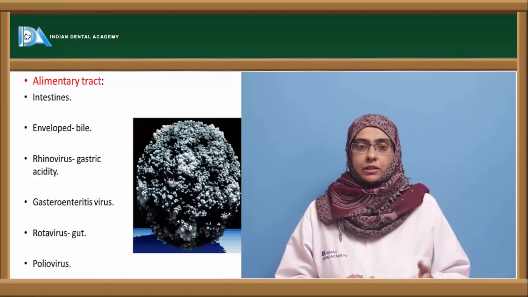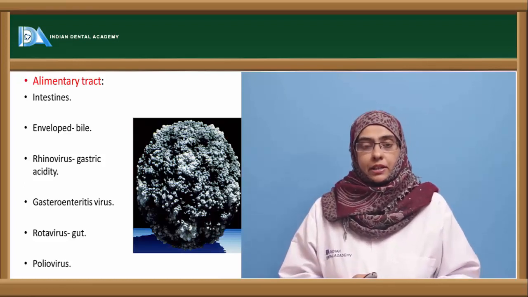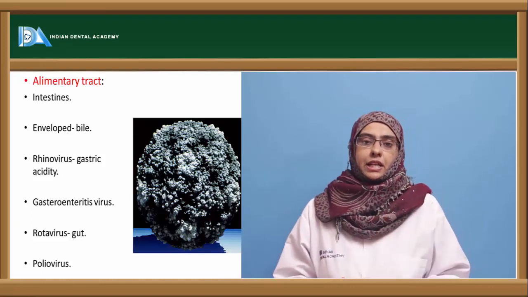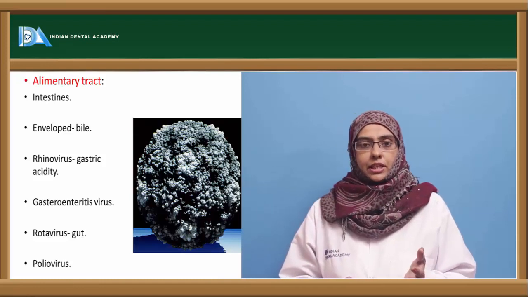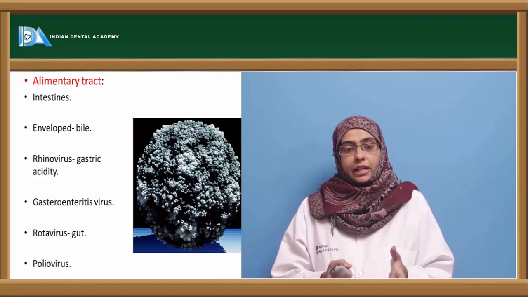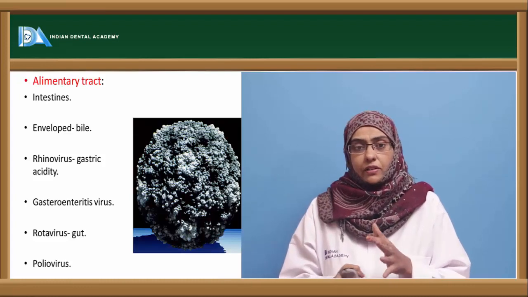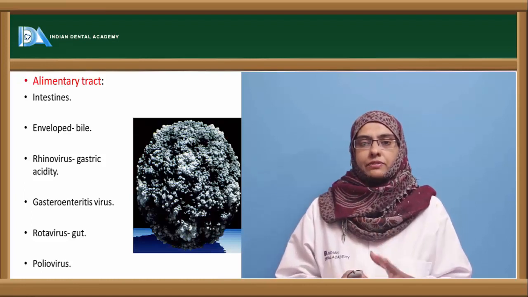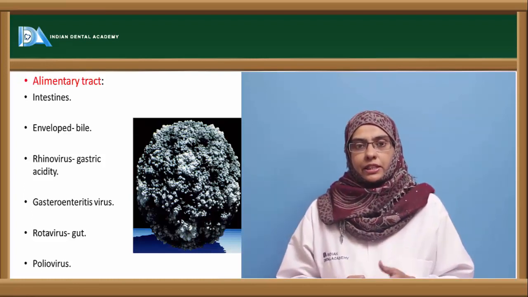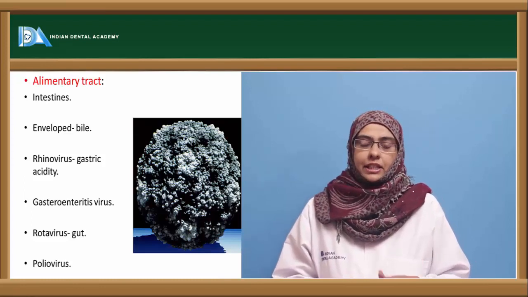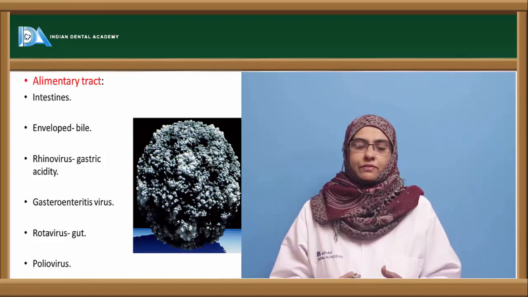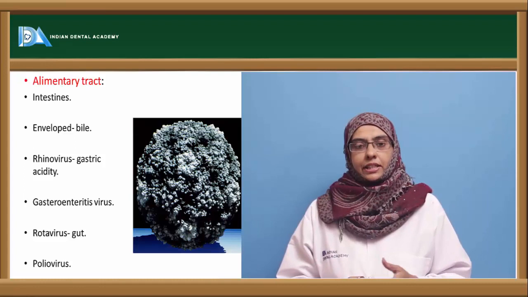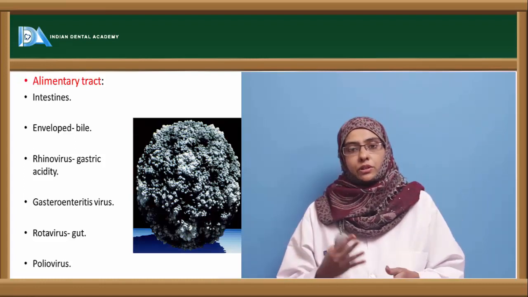Next important portal of entry is the alimentary tract. But here one thing that should be remembered is most of the viruses will be eliminated in the intestinal tract due to the digestive juices that are usually secreted. Only the organisms which have the ability to attach to the cells of the intestine will have the ability to multiply and cause the infection. Otherwise, most of the viruses will be eliminated. Rhinoviruses are highly susceptible to gastric acidity, and hence they will not be able to cause infection in the enteric part of the human body. It is only gastroenteritis viruses such as hepatitis B that will have the ability to cause the infection.